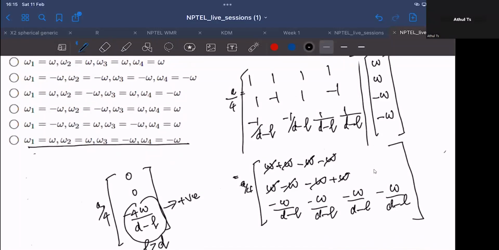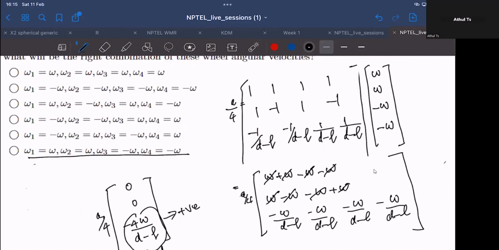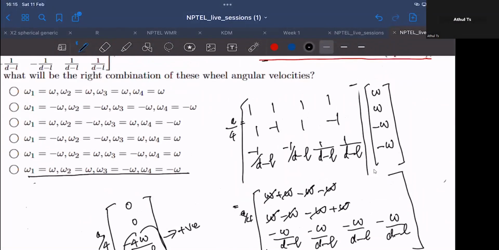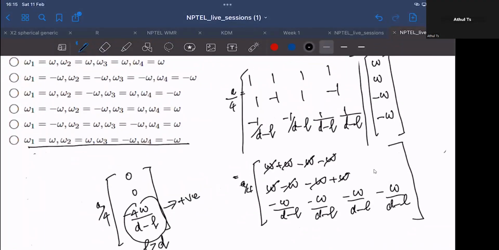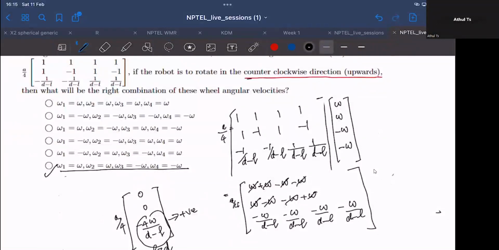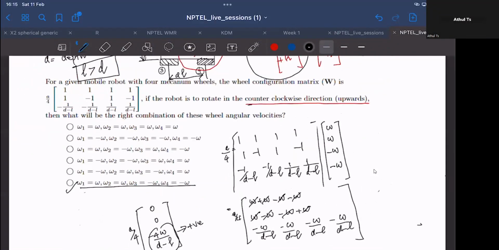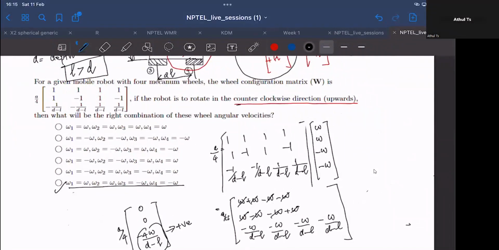We want a positive constant at the third row, so that the robot will rotate in the counterclockwise direction. I hope this is clear. We shouldn't be fooled by the negative sign at the numerator, because the denominator is D minus L. If the length of the robot is considered to be greater than the depth or the width of the robot, then D minus L would always be a negative quantity. So the negative and negative will get cancelled. We'll end up with a positive quantity. So option 6 is the correct choice. I hope that is clear.